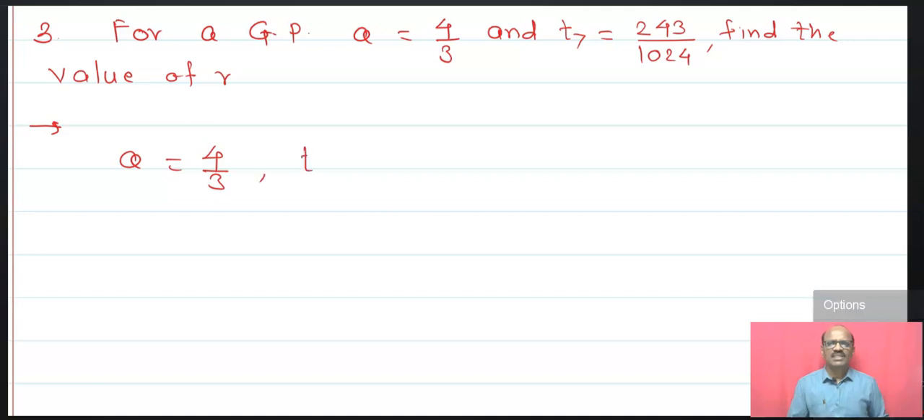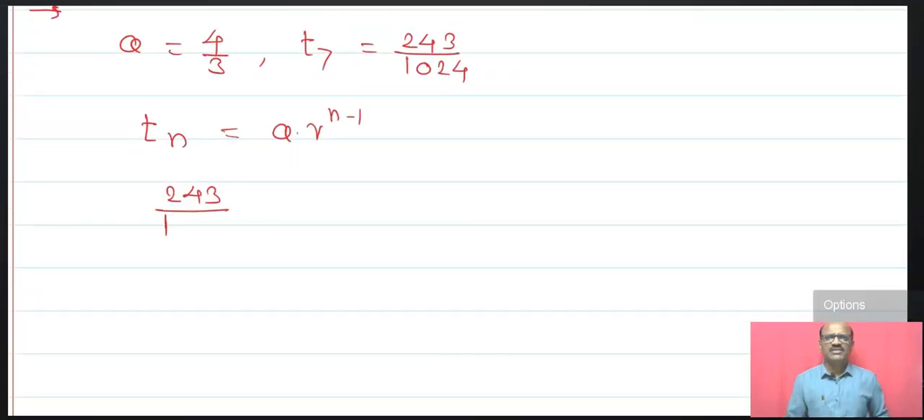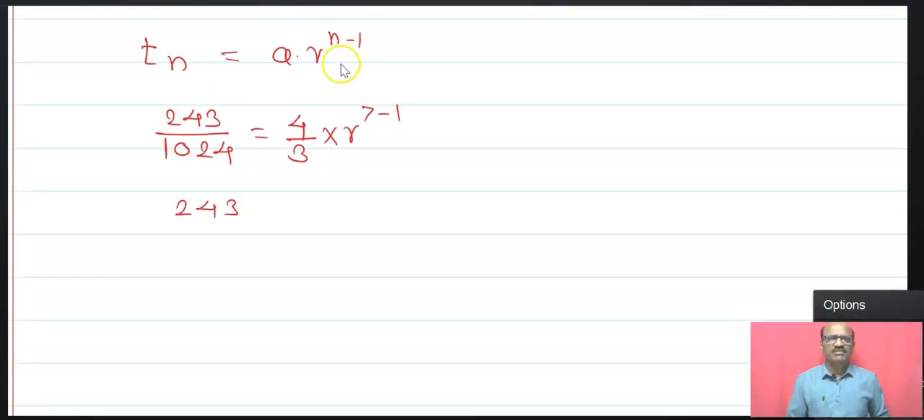Now see this here. That is A is equal to 4 upon 3. T7 is equal to 243 upon 1024. And Tn is equal to A into R raised to n minus 1. Now here we will substitute the values, that is Tn is equal to 243 upon 1024, the value of A 4 upon 3, and R into R raised to 7 minus 1, because we have given that this is the value of T7, therefore n is replaced by 7. Now this is the calculation that we have to perform.